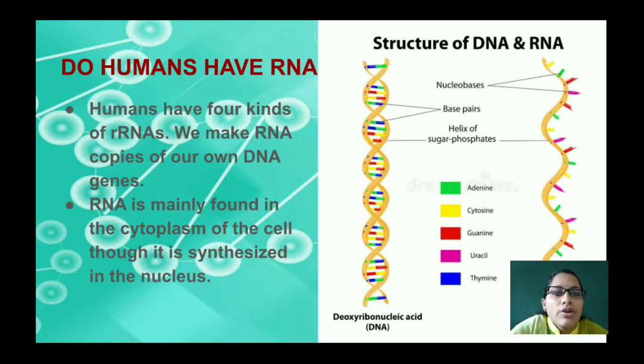So where is RNA found? RNA is mainly found in the cytoplasm of the cell, though it is synthesized in the nucleus. So usually RNA is synthesized in the nucleus, but it is found in the cytoplasm.